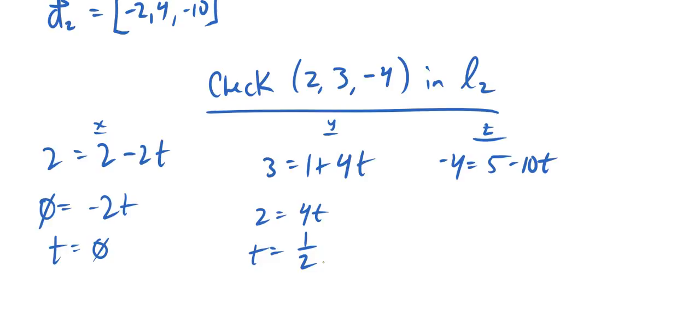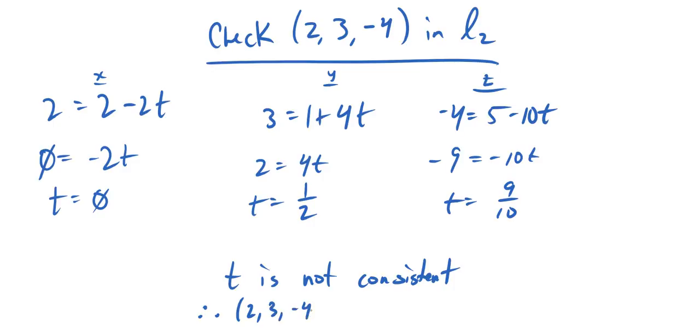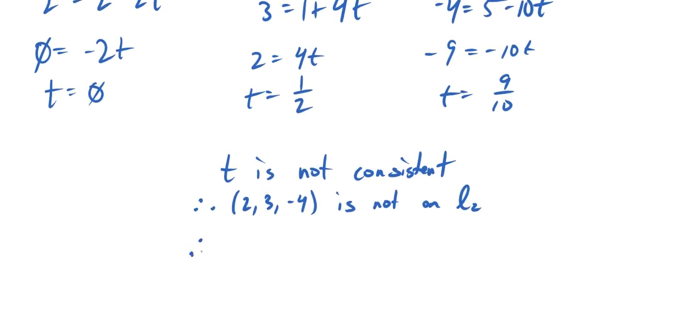After the first two, I see they're not consistent, so it doesn't really matter what happens with the last one, but I'm going to do it anyway. They're all inconsistent. T is not consistent. Therefore, (2, 3, -4) is not on L2. Therefore, no solution.